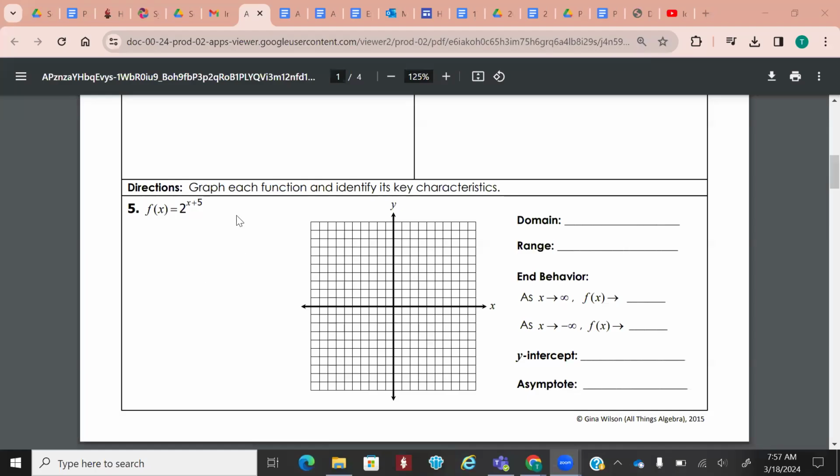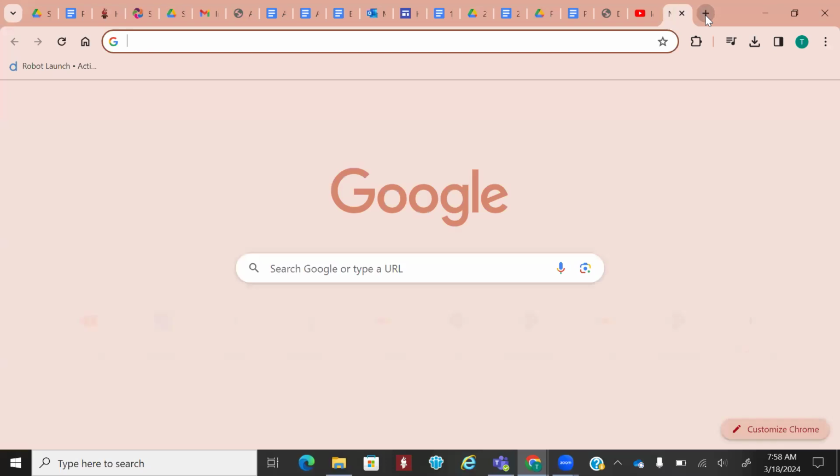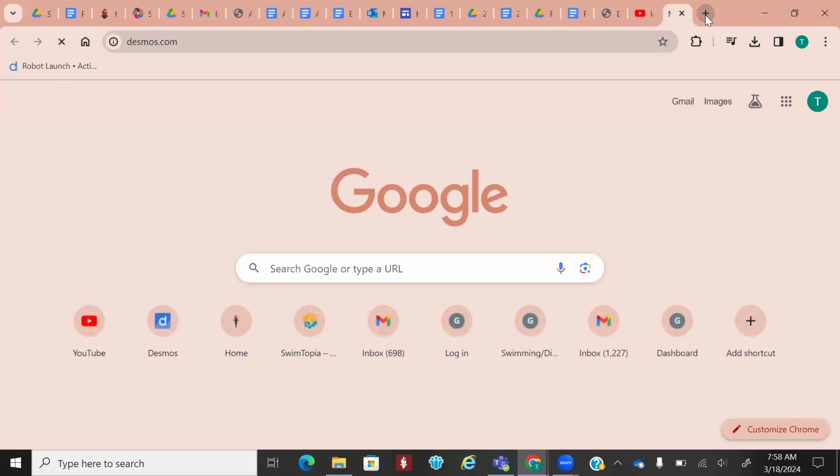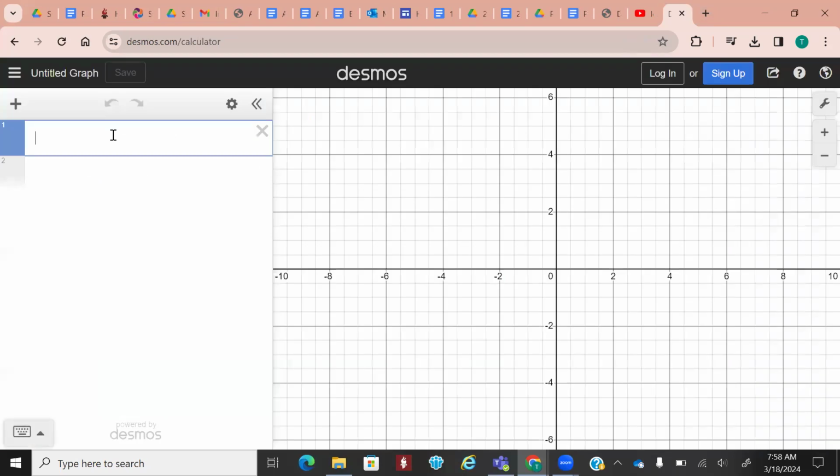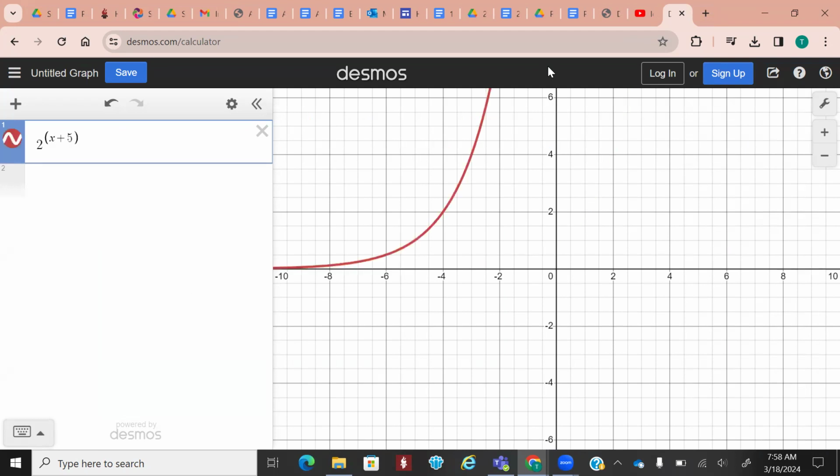First, it says graph each function and then identify its key characteristics. You might want to use Desmos for this one, but I'm going to do a quick little graph in just a second. So the biggest thing when you type this into Desmos, if you don't put parentheses around that exponent, it won't keep it in the exponent. It'll bring it down. Okay.